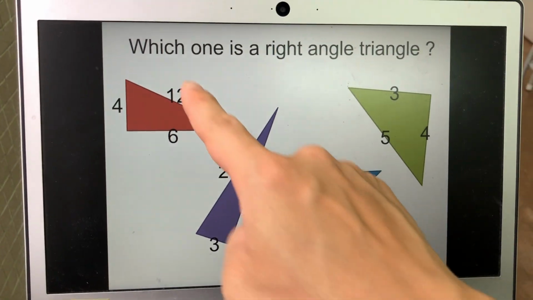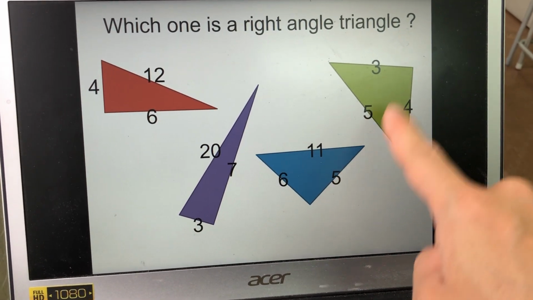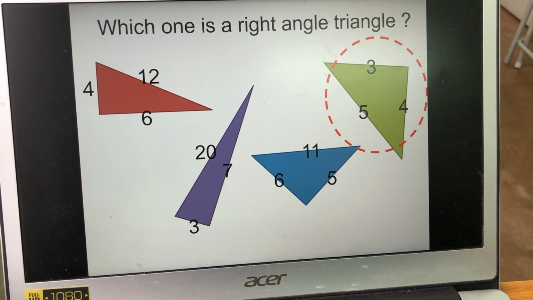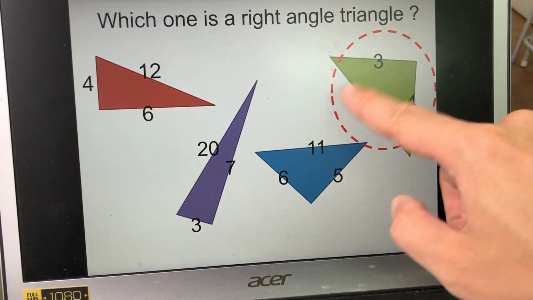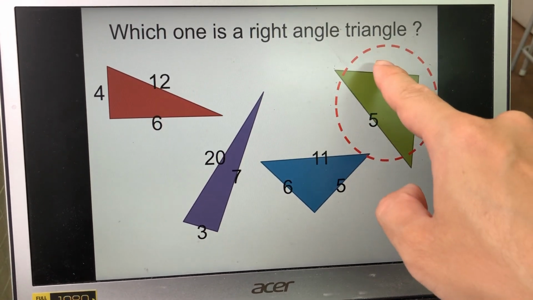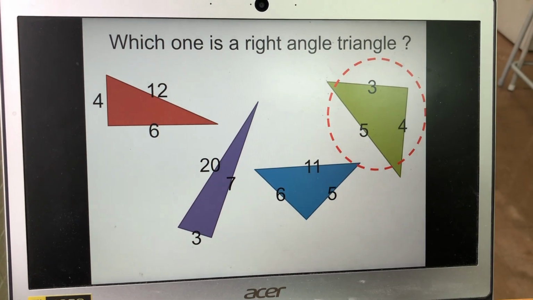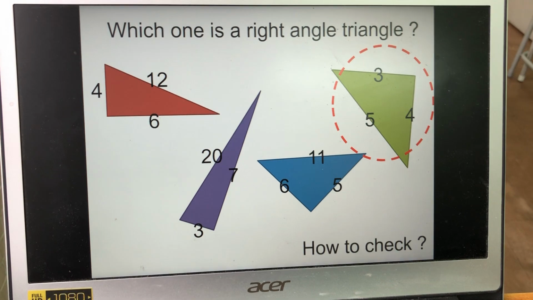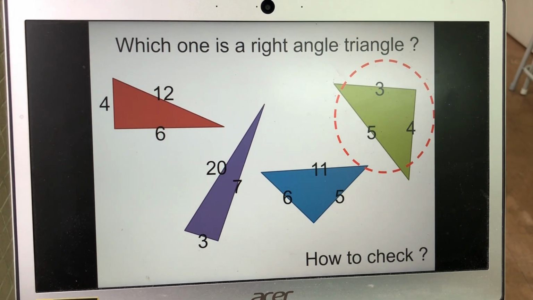Now I'll tell you what, by using this information, the length, I can say this one is a right angle triangle. Oh, why is that? How do you check? How do you know that it is a right angle triangle? There's no right angle here. But we know the length. The length can also tell whether it is a right angle triangle or not. So this is the method that we're going to learn today. Now let's look at this concept.